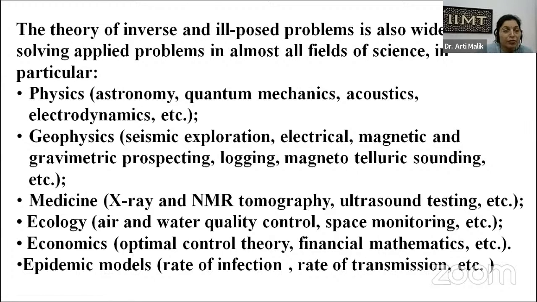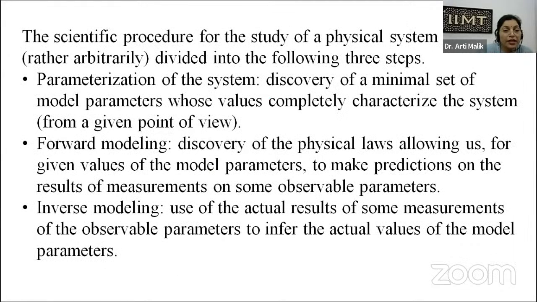The scientific procedure to study a physical system can be divided into the following three steps. First step is parameterization of the system: discovery of a minimal set of model parameters whose values completely characterize the system from a given point of view. Next step is forward modeling.